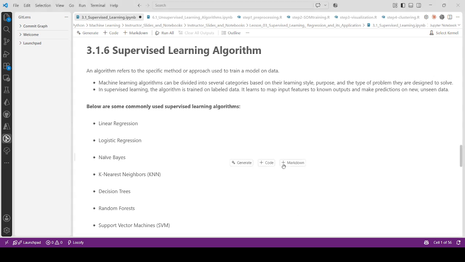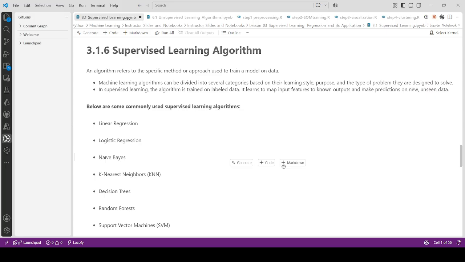Hello, in this video we will talk about the supervised learning algorithms. Basically, an algorithm refers to some specific method or approach that we use to train a model on data. And in machine learning, algorithms can be divided into several categories based on their learning style, purpose, and type of problem they are designed to solve.